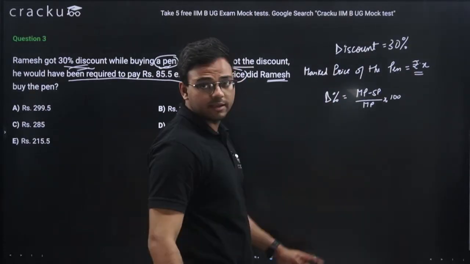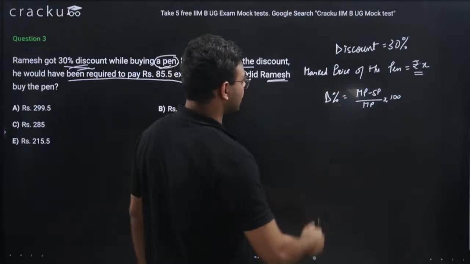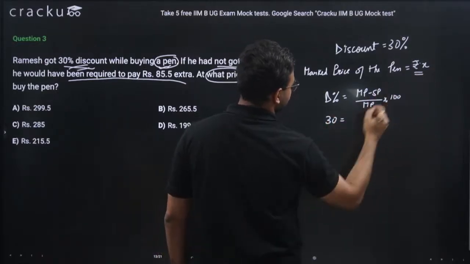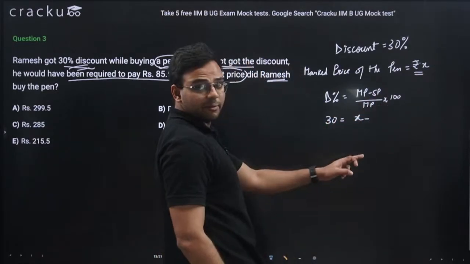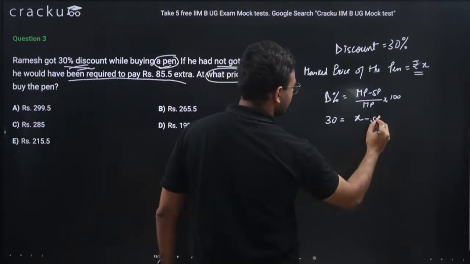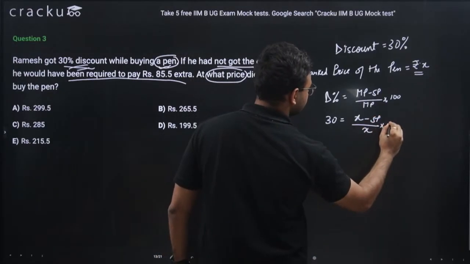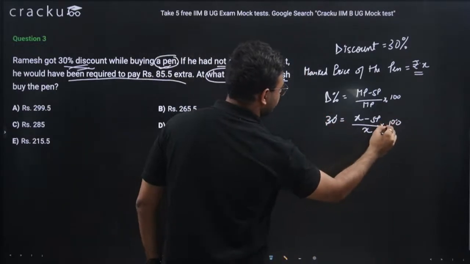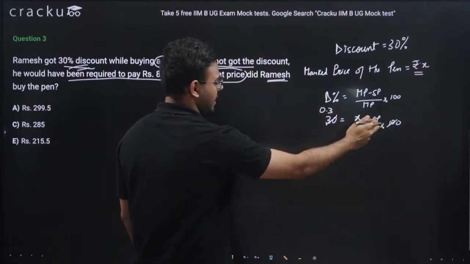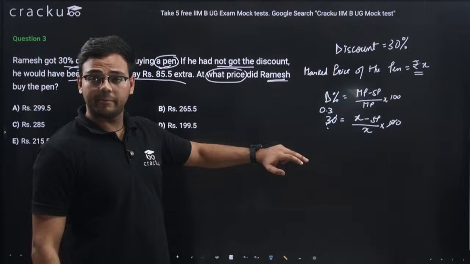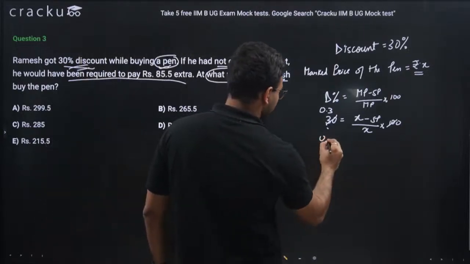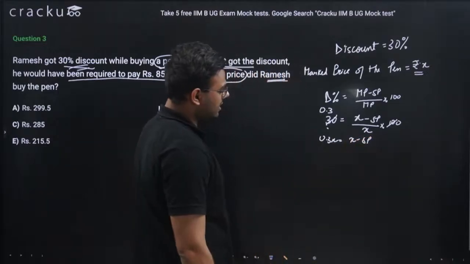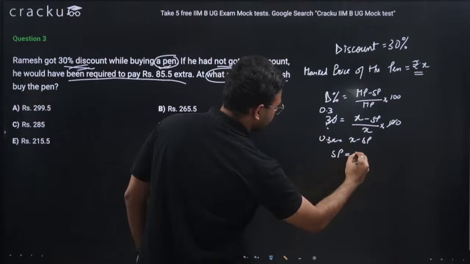we are given discount percentage as 30%, mark price is rupees X, we'll substitute the values. This is 30 equals mark price X minus selling price, which we have to find, I'll assume this as SP, again divided by X into 100. This 30 and this 100 will get cancelled and this value will become 0.3. So 0.3x is equal to x minus SP. So SP is equal to 0.7x.